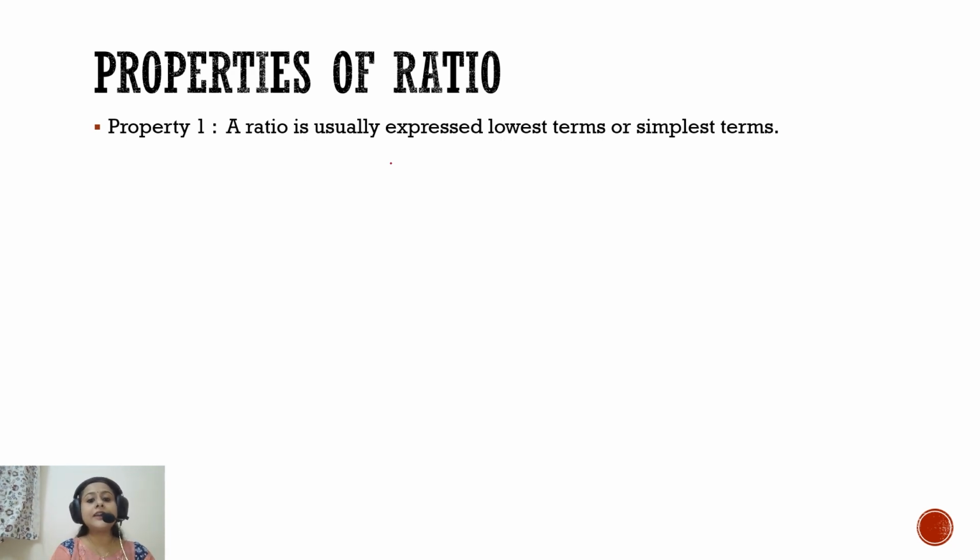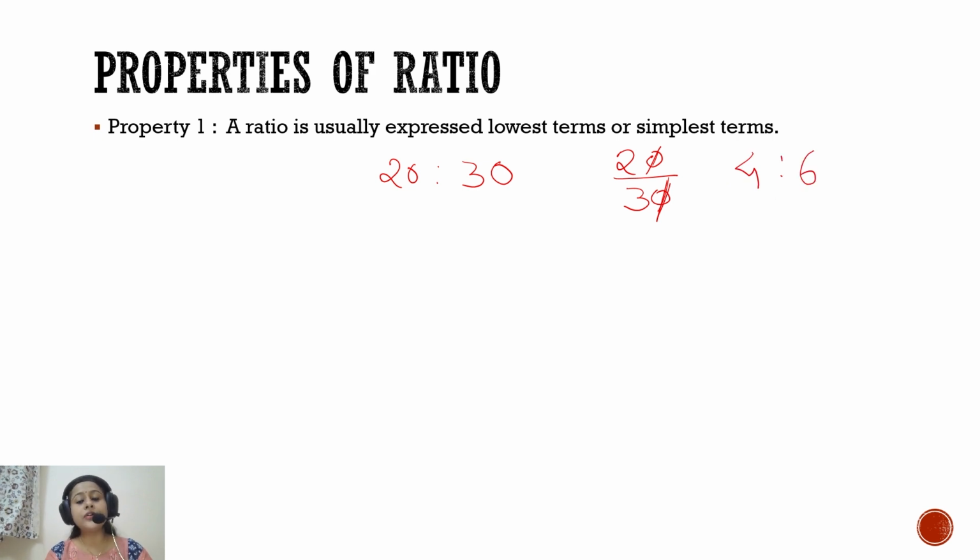So in the earlier case, we found that 20:30 is the required ratio of boys to girls. We can simplify it just by simple division, applying the simplification technique. Suppose there are 4:6. How can we simplify it? We can divide both the antecedent and consequent, the first term and second term, by their greatest common divisor.